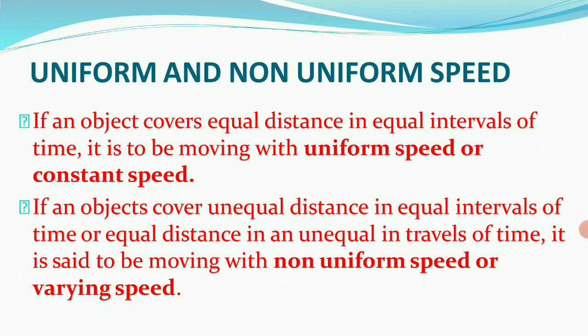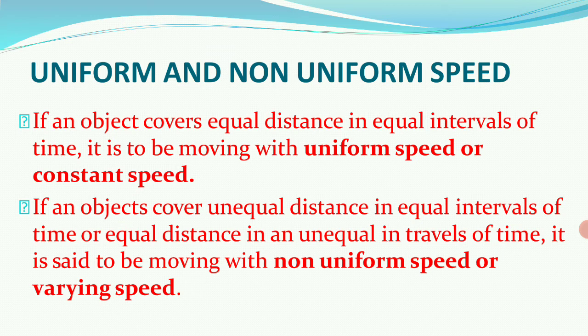Next, uniform and non-uniform speed. Uniform speed: if an object covers equal distances in equal intervals of time, then the object is said to be moving with uniform speed or constant speed. For example, if an object covers 5 kilometers in 2 minutes, the next 5 kilometers in the next 2 minutes, and the next 5 kilometers in the next 2 minutes, it is covering equal distance in equal intervals of time, so we say that the object is moving with uniform speed.